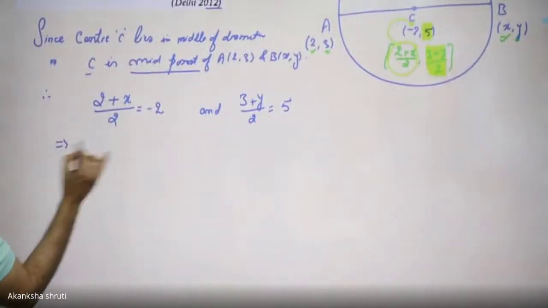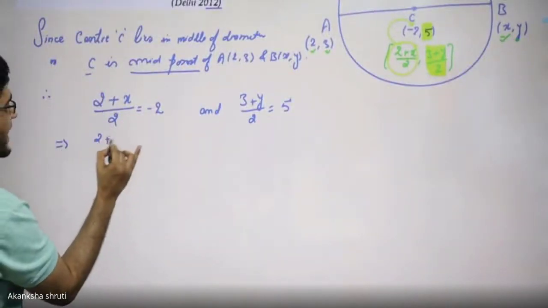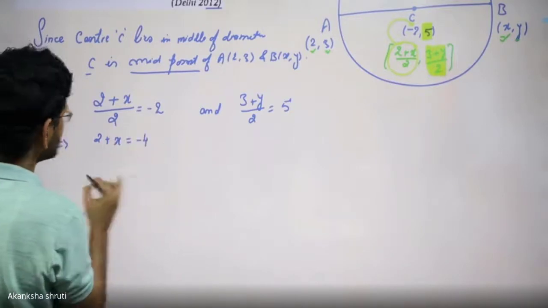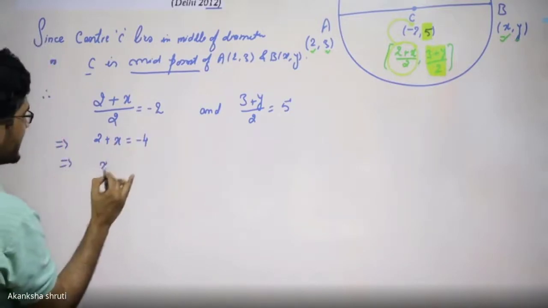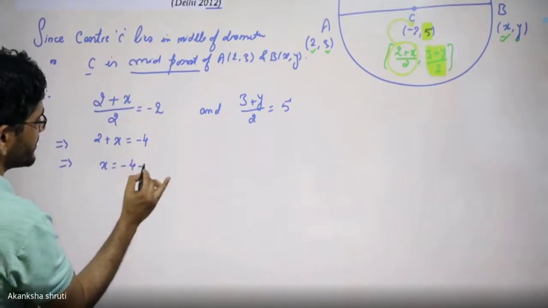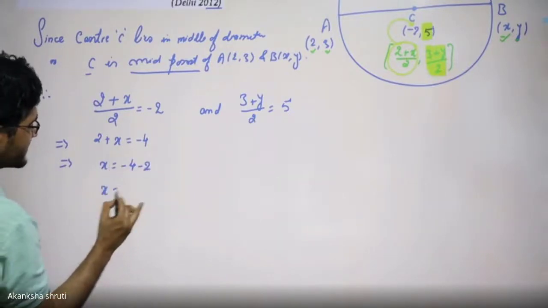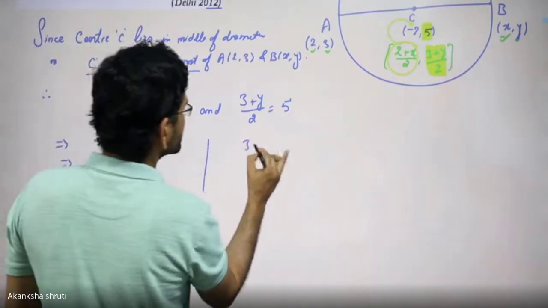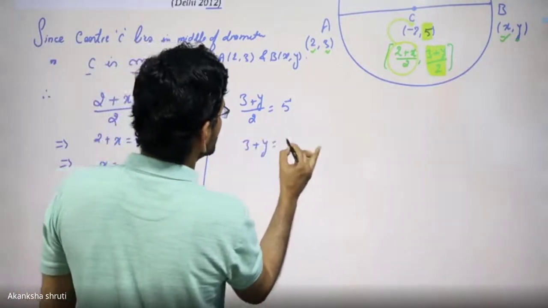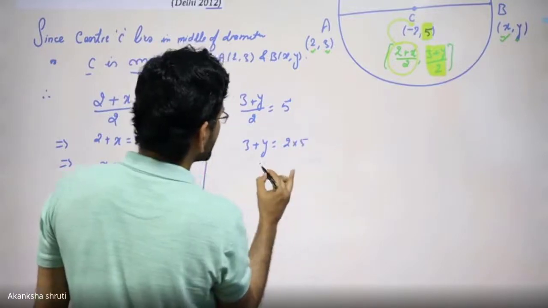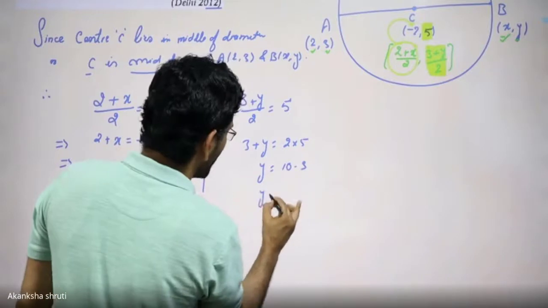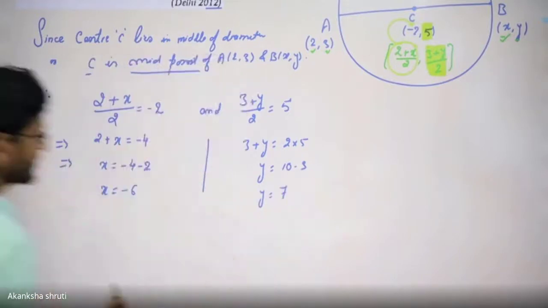This implies 2 plus x is equal to 2 into minus 2, which becomes minus 4. This implies x is equal to minus 4 minus 2, so x is minus 6. And for y, 3 plus y is equal to 2 into 5, so y is 10 minus 3. So y is equal to 7.